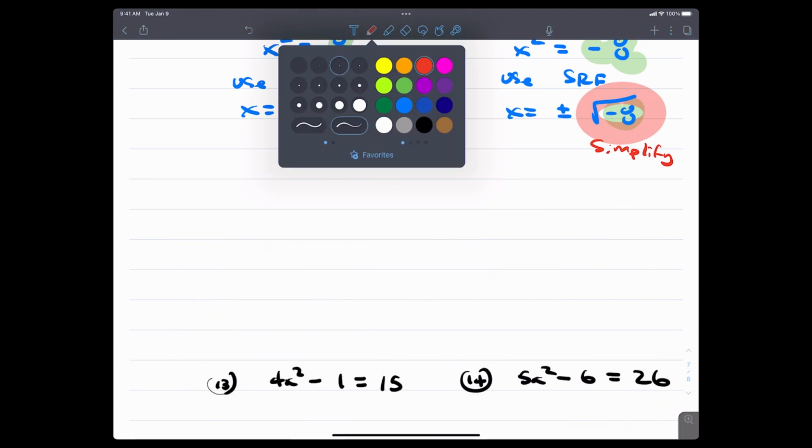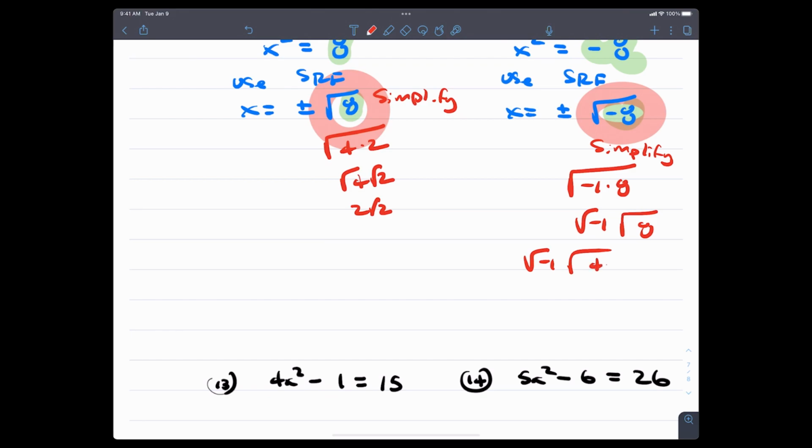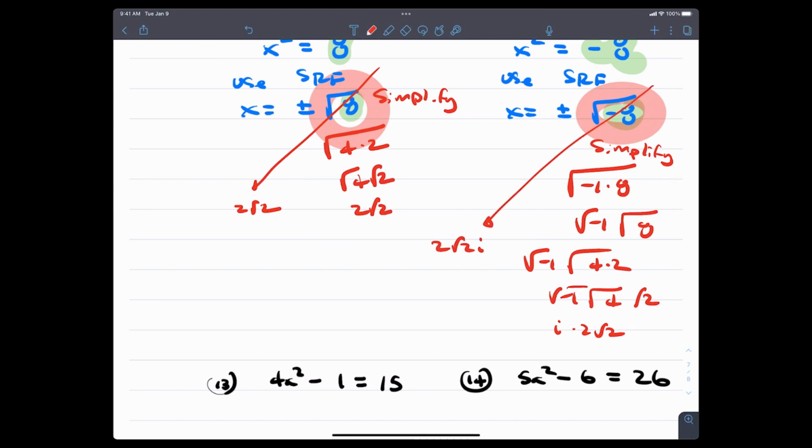Okay, so how do we simplify the square root of 8? Square root of 4 times 2. Isn't that 2 square root of 2? And this is square root of what? i times 2 square root of 2. So ladies and gentlemen, this over here, 2 square root of 2. And then this over here, 2 square root of 2i. So make sure you have your i's here, right?